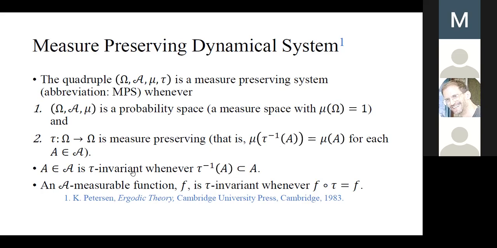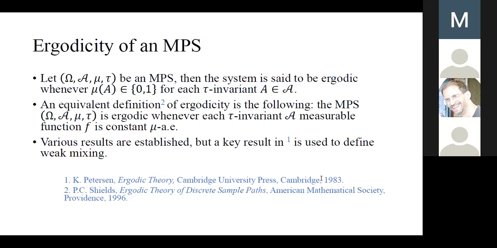Then we'll introduce a little notation. A in the sigma algebra is said to be tau invariant whenever its pre-image is contained in A itself. We'll say that an A-measurable function f is tau invariant whenever f composed with tau is equal to f. This will play a role in the next slide. The measure preserving dynamical system (Omega, A, mu, tau) is ergodic whenever the measure of A is either 0 or 1 for each tau invariant A in the sigma algebra.